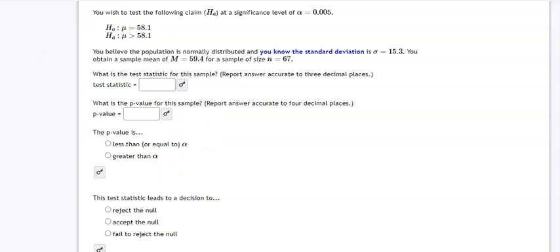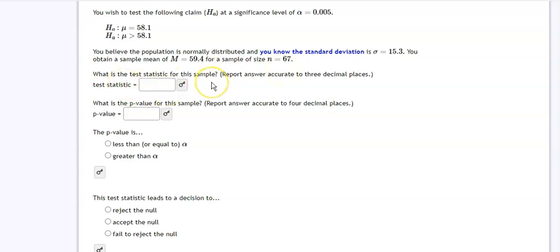Okay, so let's look at this hypothesis test, which uses the p-value. You wish to test the following alternate hypothesis at a significance level of 0.005. We have that for the null, the mean is 58.1, and for the alternate, the mean is greater than 58.1. The population is normally distributed. We know the standard deviation is 15.3, and the sample mean is 59.4 with a sample size of 67.